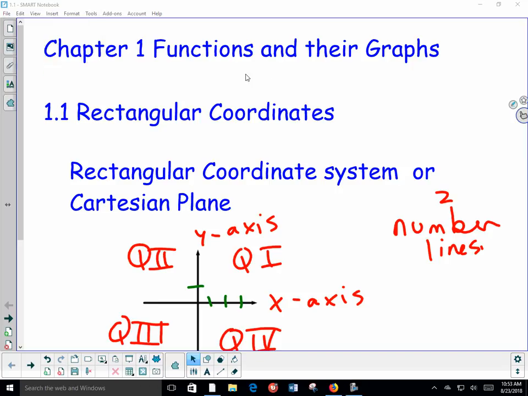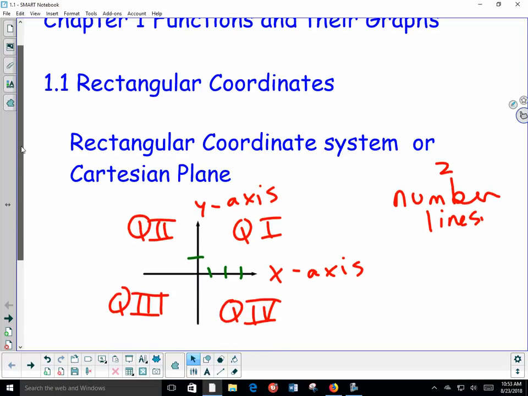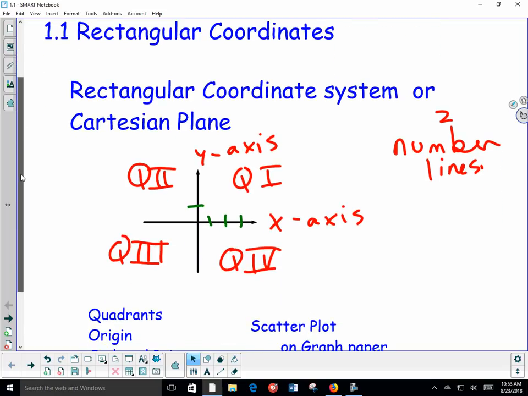We are looking at Chapter 1, Functions and Their Graphs, Section 1.1, Rectangular Coordinates. So you know that the rectangular coordinate system is also known as the Cartesian coordinate plane, named after René Descartes. In the Cartesian coordinate system, you have two number lines: an x-axis and a y-axis, and they are perpendicular to each other, and they meet at the origin. So the origin is right here.